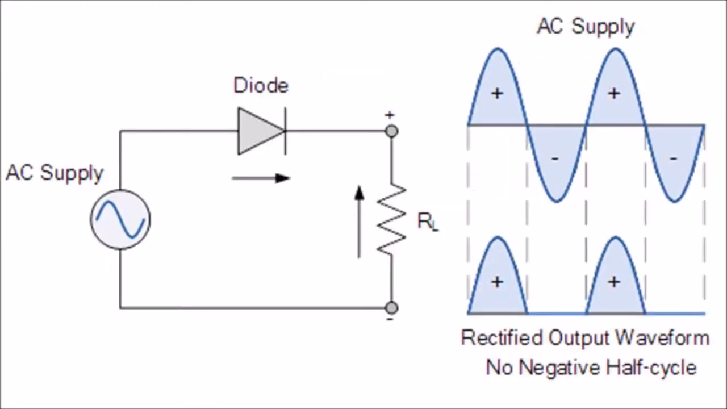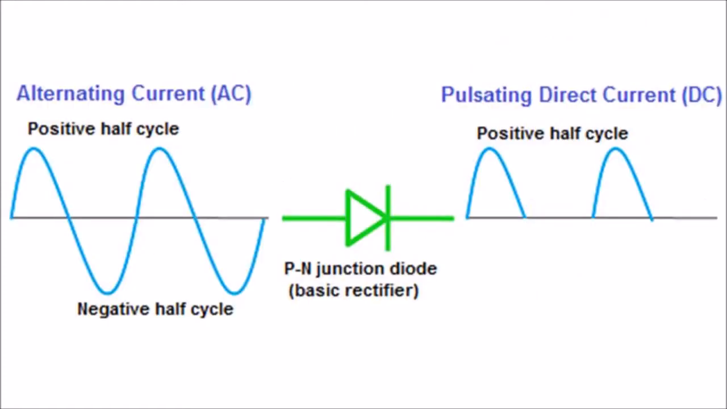When the fluctuating DC is applied to any electronic device, the device may not work properly, and sometimes the device may also be damaged. So the fluctuating DC is not useful in most applications. Therefore, we need a direct current that does not fluctuate with respect to time. The pulsating DC contains both AC and DC components. The DC components are useful, but the AC components are not. So we need to reduce or completely remove the AC component.